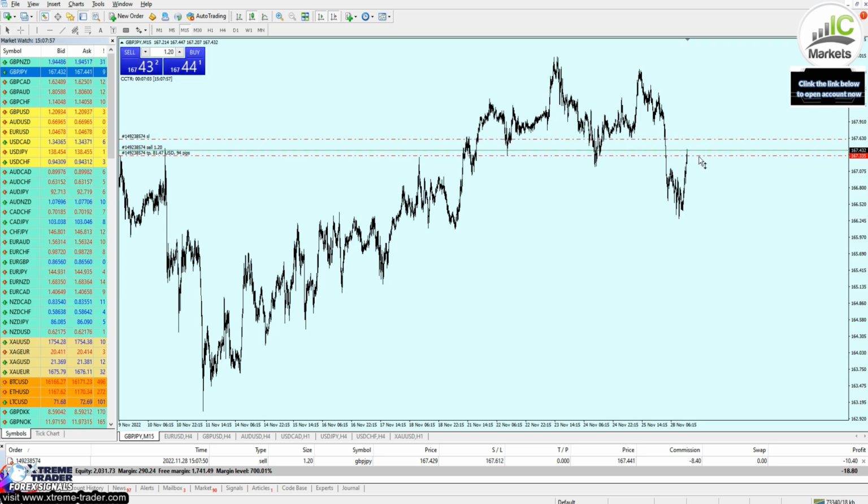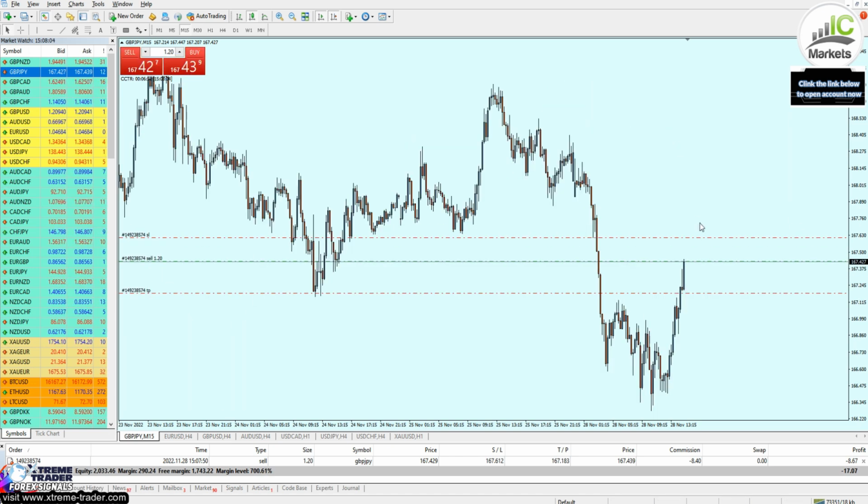However, let me first of all set my take profit level and my stop loss. First of all, the stop loss, and the second thing is going to be the take profit. Okay, now it's time to explain the reason behind this trade, which is running already in profit.